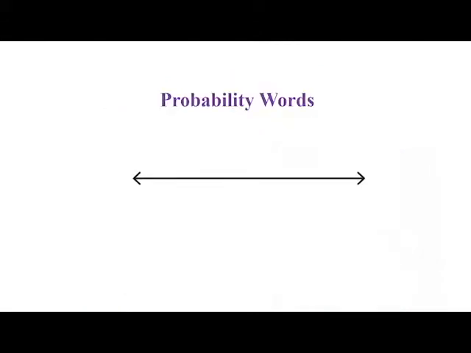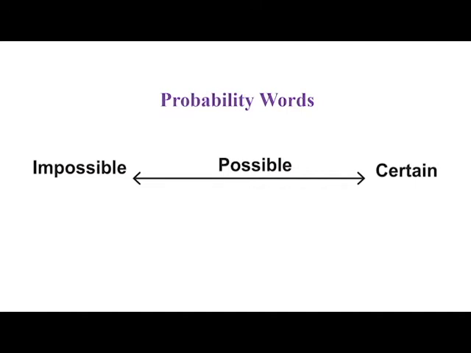Let us recall it. If something has no chance to happen, it's not going to happen at all, we call it impossible. Then, if something is sure to happen, 100% sure that it's going to happen, we call it, yes, of course, certain. If something has some chances to happen, then we call it possible.